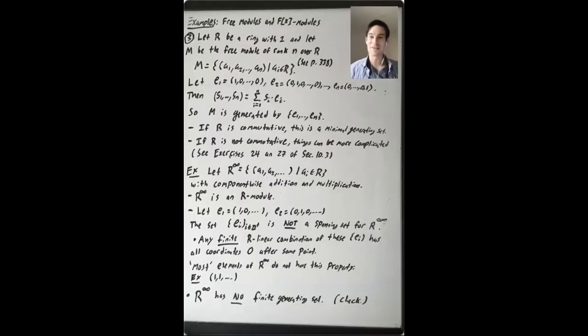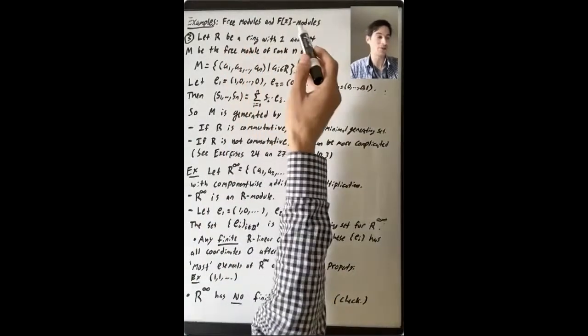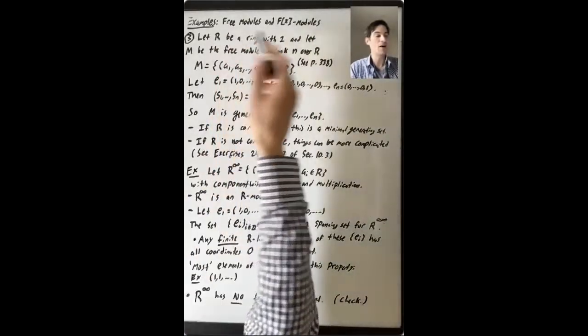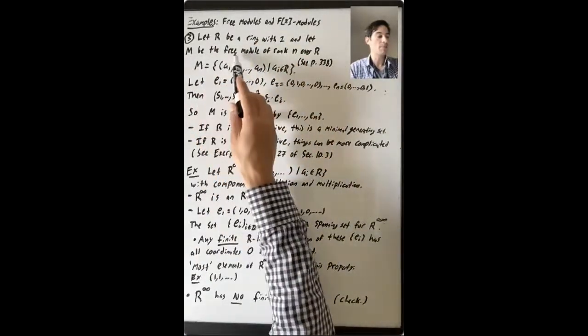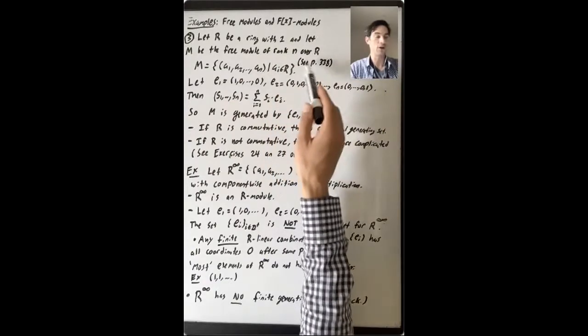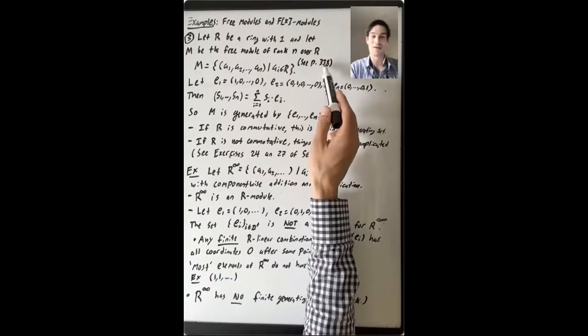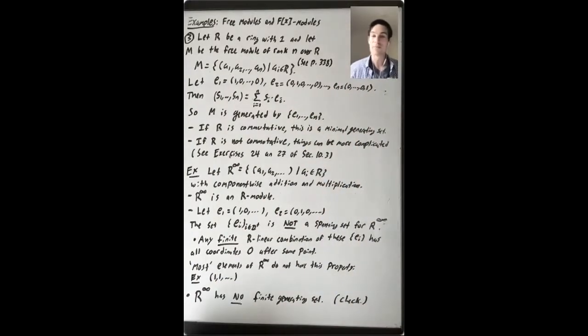In this last video of this lecture, I want to discuss two more kinds of examples about spanning sets of modules. And these are examples that come from free modules and F[x] modules. So first, let's say R is a ring with 1, and let M be the free module of rank n over R. So this is something we discussed in our first lecture on modules. This is on page 338 of Dummit and Foote. We'll come back and talk much more about free modules in general in the next lecture.